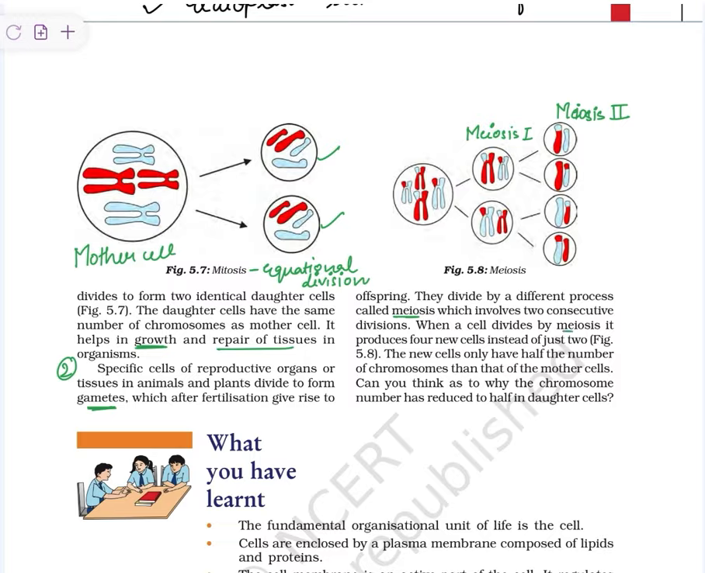And when a cell divides by meiosis, it produces 4 new cells. ये जैसे माइटोसिस के केस में तो 2 डॉटर सेल्स बनते थे, बट मियोसिस के केस में 4 डॉटर सेल्स बनेंगे. And the chromosome number in the daughter cell will be half than that of the parent cell. For example, ये मदर सेल है, right? इस मदर सेल में suppose 2n क्रोमोसोम्स हैं, तो इन डॉटर सेल्स में each one of them will have n number of chromosomes, means half of the parent cell, and that's why meiosis is also called as reductional division.